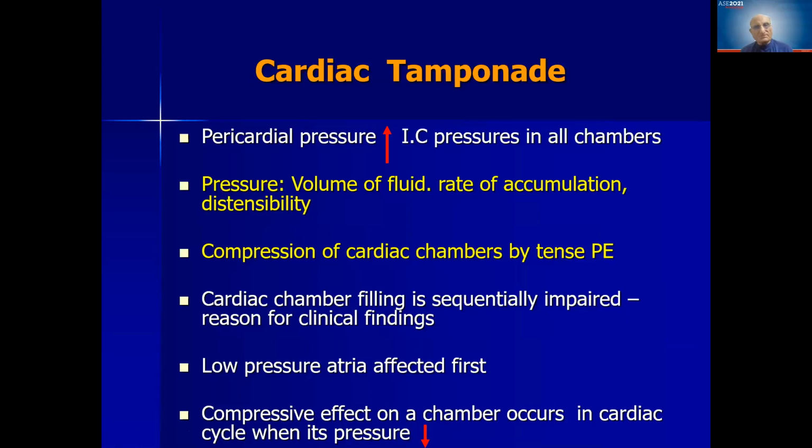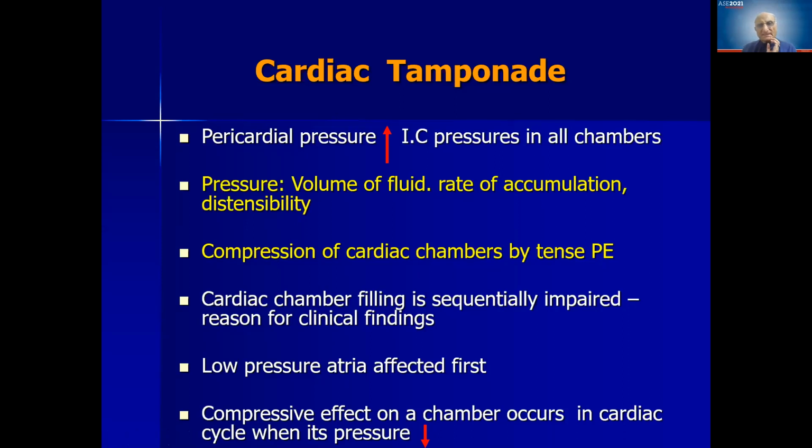Now, what happens in cardiac tamponade? The pericardial pressure increases more than the intracardiac pressure in all chambers. As you know, the visceral pericardium is lining the heart, all the chambers. So when there is an increase in the pericardial pressure, it will increase the intracardiac pressure. Again, I told you this pressure will depend upon the volume and the rate of accumulation. When the pericardial fluid increases, there is a compression of the cardiac chambers, because after all, the cardiac chambers are surrounded by pericardium. So when there is a large pericardial effusion, whether slow or immediate, it presses upon the chambers, and when they are pressed, their filling is impaired.